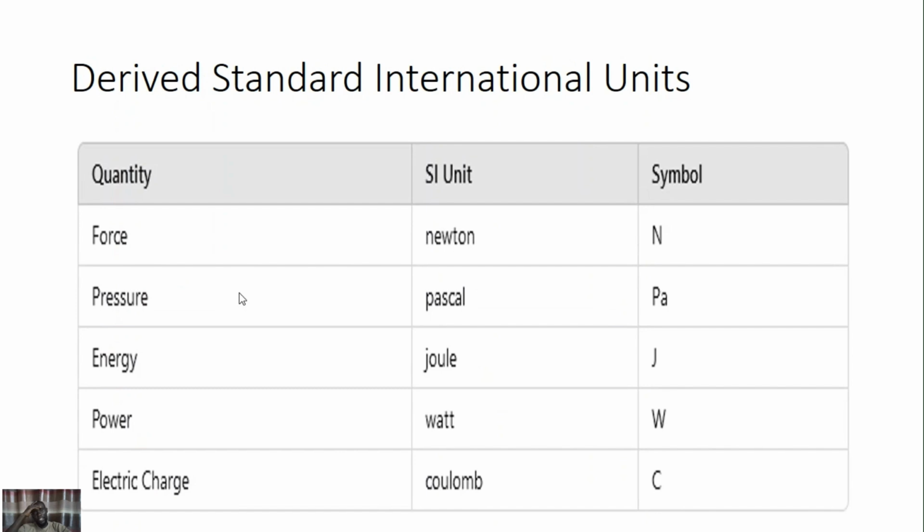There are other derived standard international units, for example, force, which is measured in Newton, pressure in Pascal, and energy in Joule. Okay, power is in watts, and electric charge is in coulomb. These are the derived standard international units.